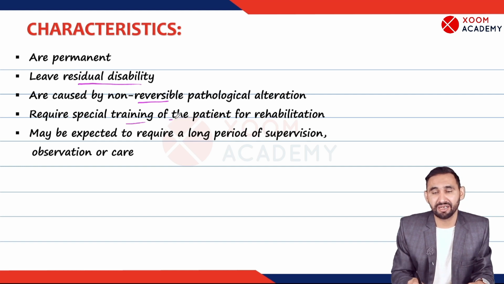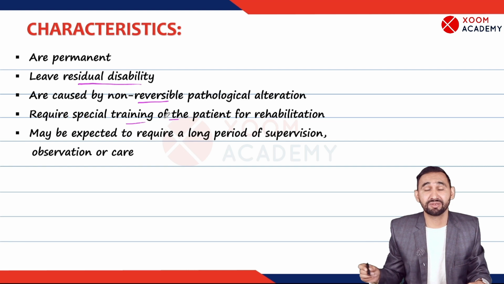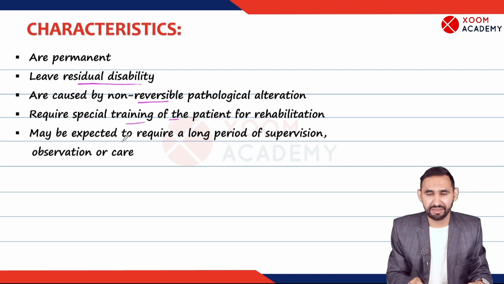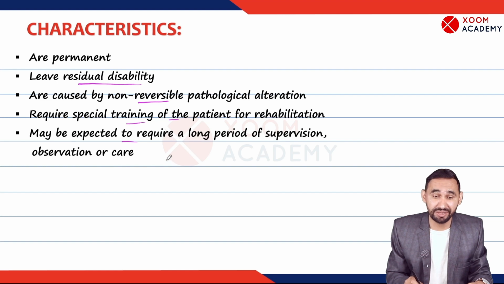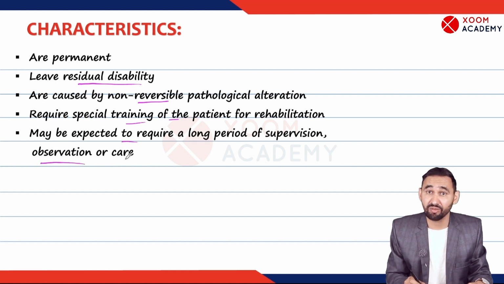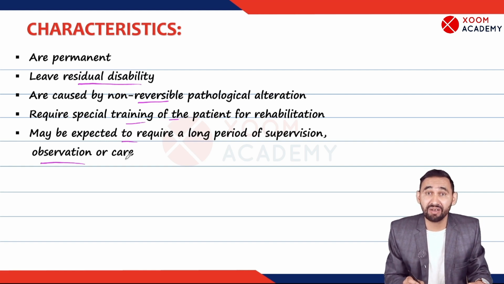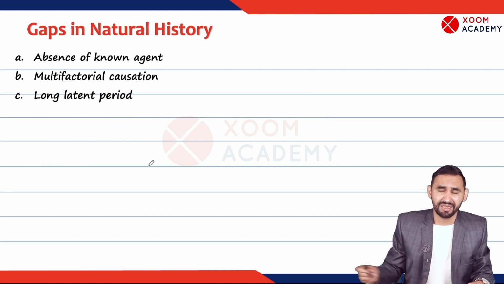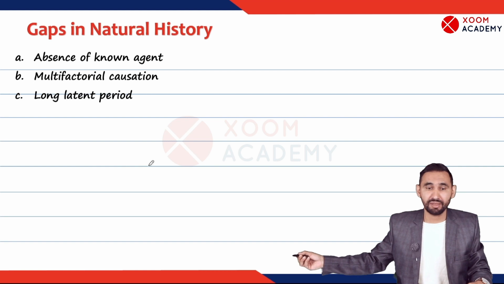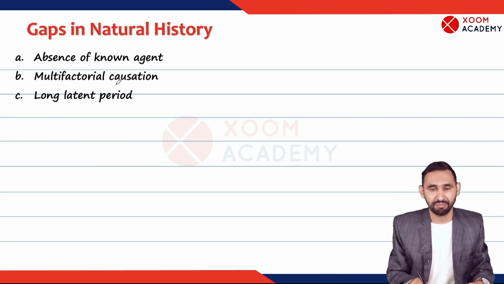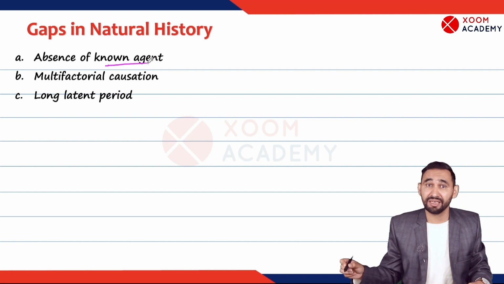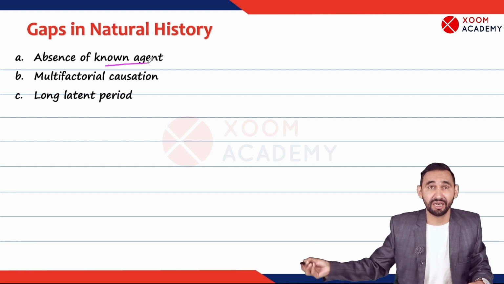They require special training of the patient for rehabilitation, because the patient has to take medicine for the long term. They may be expected to require a long period of supervision. Hospitalization is required, medication is required, admission is required, treatment is required. They need observation. Cancer patients, diabetic patients, hypertensive patients need regular monitoring and observation and regular checkups. There are gaps in natural history. Absence of known agent. In most circumstances, the agent is not known. What is the causative agent? It is not known.